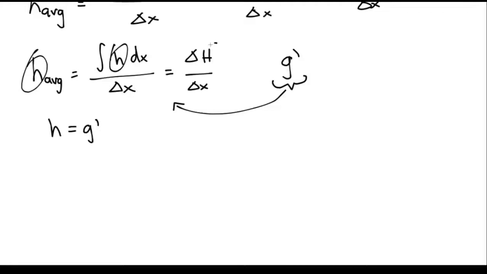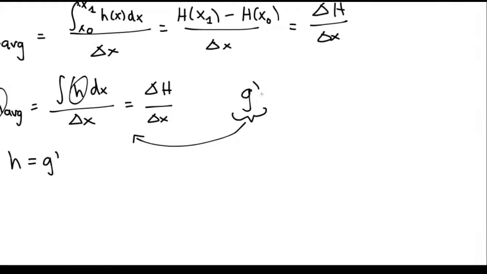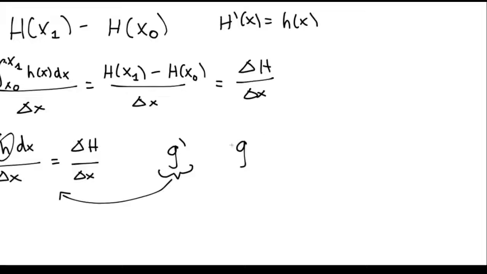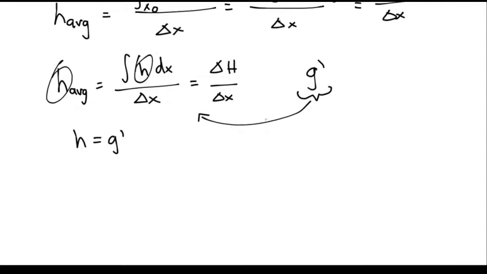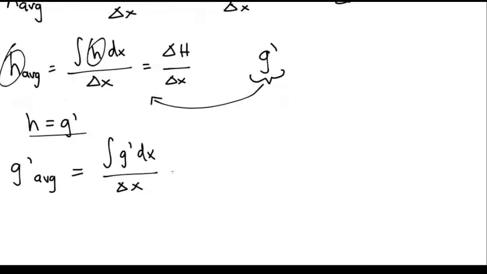And over here, that's an antiderivative of h. We define the big H to be an antiderivative of the small h. Well, what's the antiderivative of g prime? Well, it's just g, because when you take the derivative of it, you will get g prime of x. So let's apply this here now. You get g prime average. This is the average of g prime. Integral g prime dx. So again, shouldn't be too surprising.